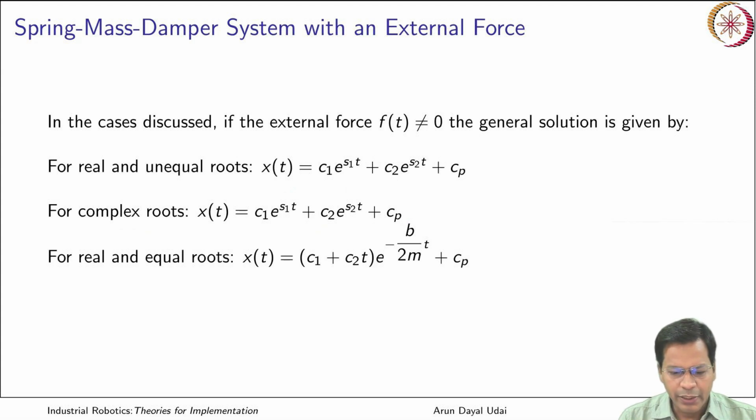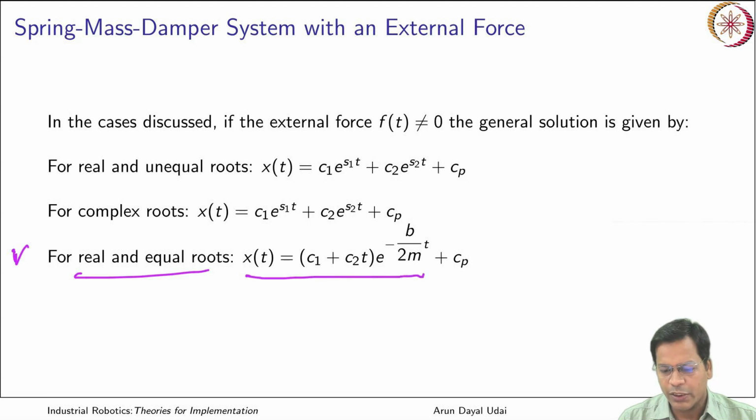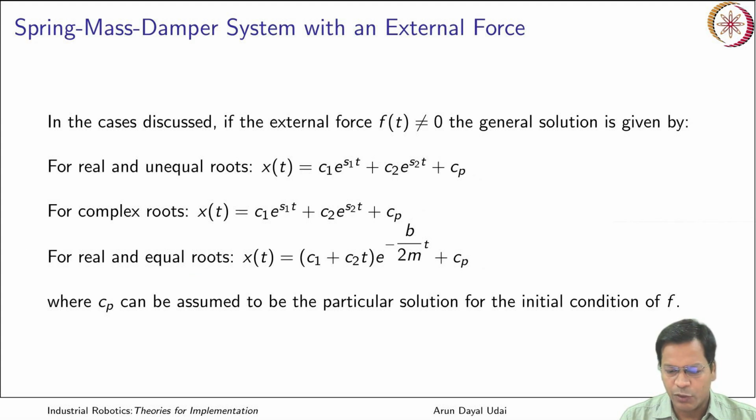Okay, and in case of real and equal roots, you see this equation once again, and this is your Cp. So Cp can be calculated by using all those initial parameters. So yes, Cp can be assumed to be a particular solution for the initial condition of F.